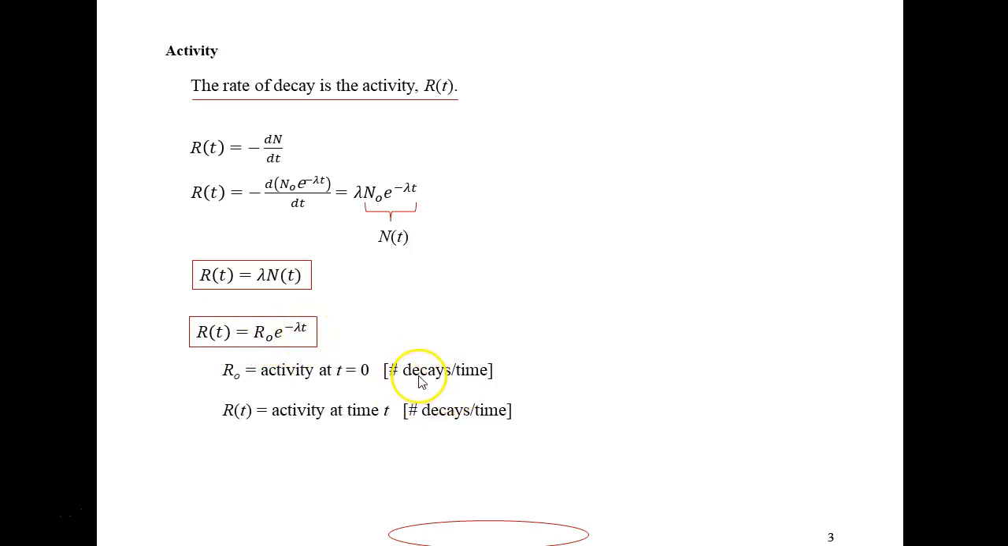The units, again, are going to be number of decays per time. All right, so I want to make an important distinction. Activity has units of number of decays per time. Lambda has units of just inverse time. So don't give lambda units of decay per time. It's inverse time. You'll see that when we do an example in just a sec.